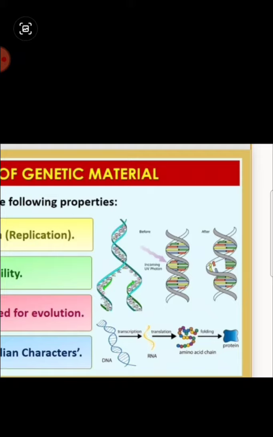And we also know that the DNA is containing the genes, the genes which will be having the information.